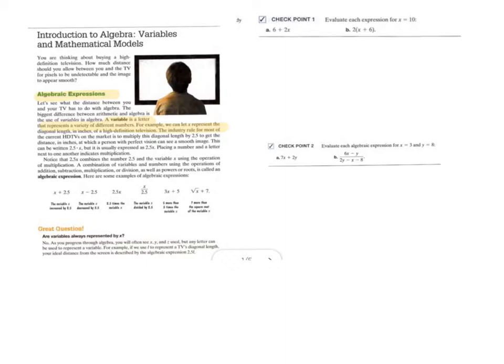So in an expression, we do not have an equal sign. So these are all examples of expressions.